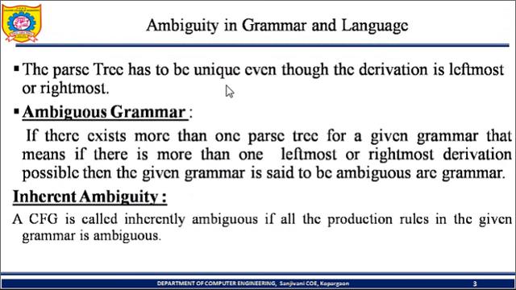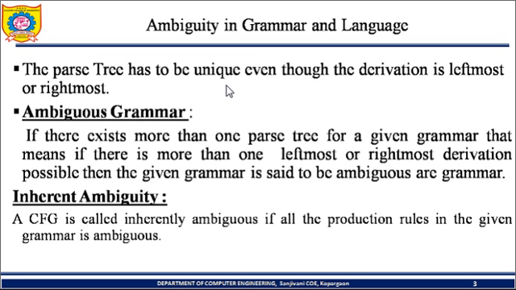So here, for ambiguity in the given grammar and language, the parse tree has to be unique even though the derivation is leftmost or rightmost. Whenever we draw the parse tree for the given string with the help of the given grammar, there must be a unique parse tree, only one leftmost parse tree or rightmost parse tree.